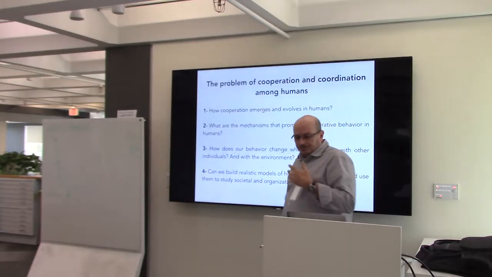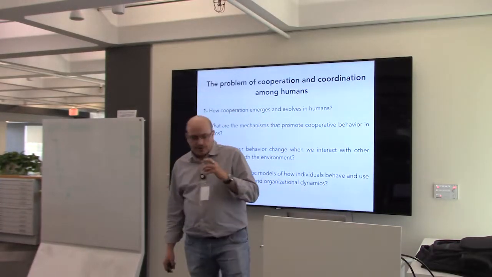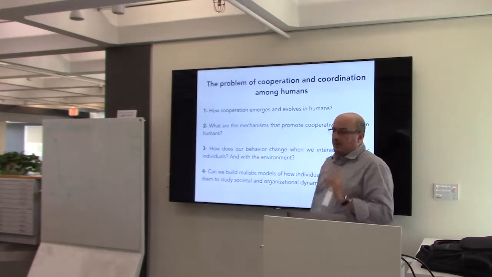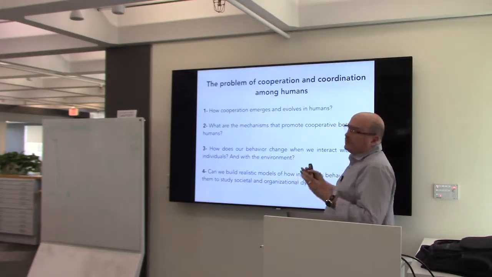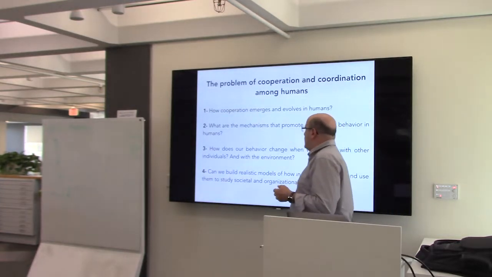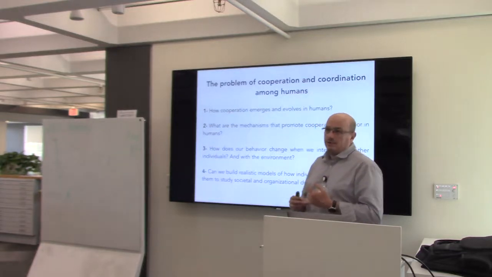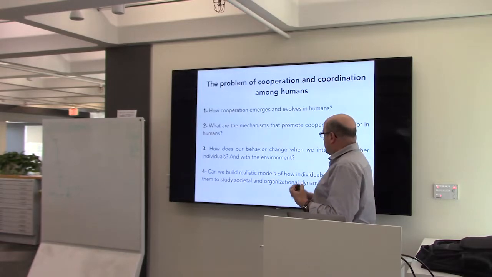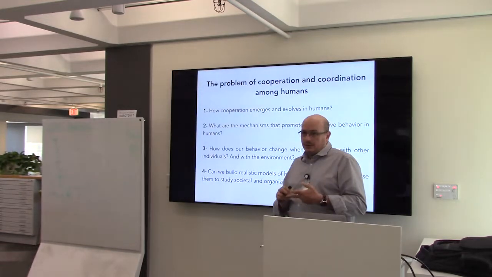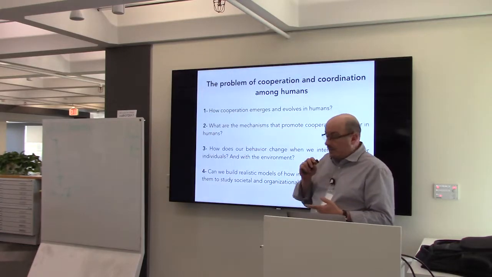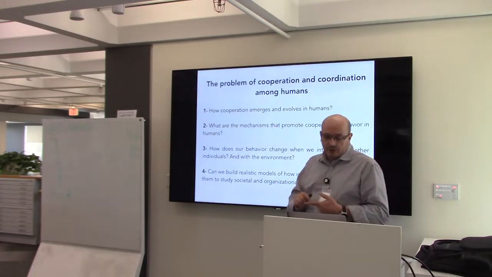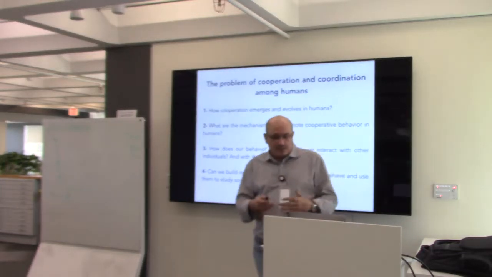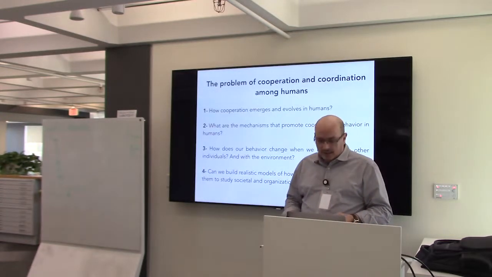One way to study this is with game theory, and in particular, I will focus on the problem of cooperation and coordination among humans. So here are a few questions that we would like to be able to answer. For example, how does cooperation emerge and evolve in humans? What are the mechanisms that promote cooperative behavior? How does our behavior change when we interact with other individuals and with our environment? And can we build realistic models of how individuals behave and use them to study other problems that have to do with societal or organizational dynamics?